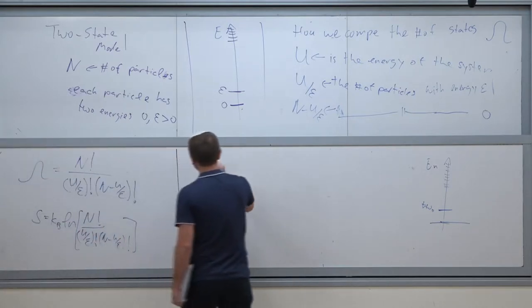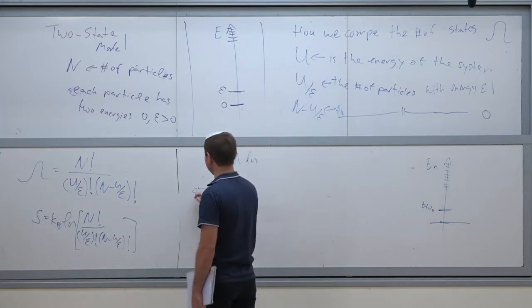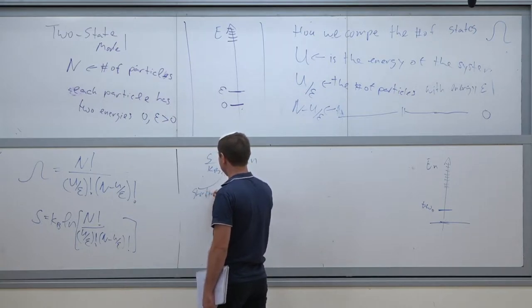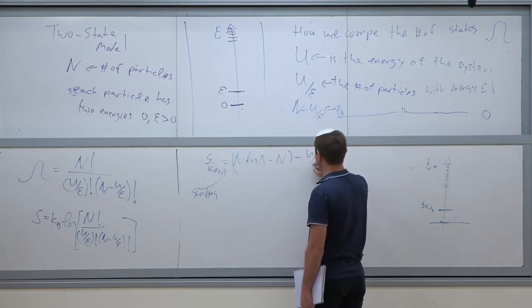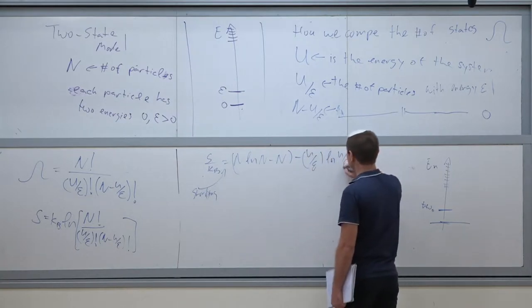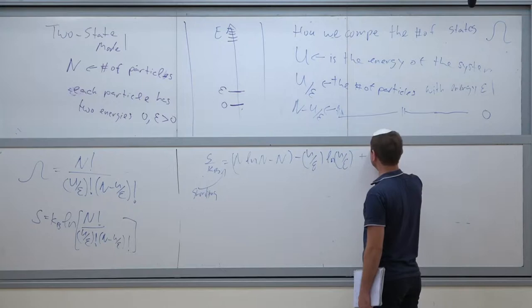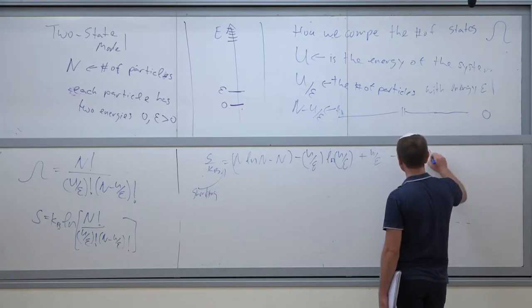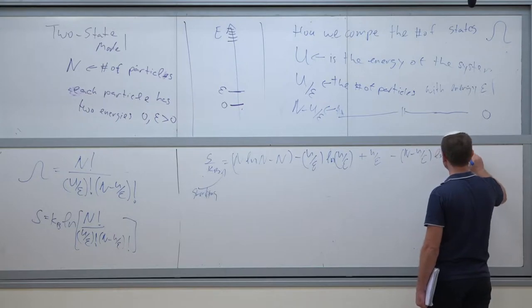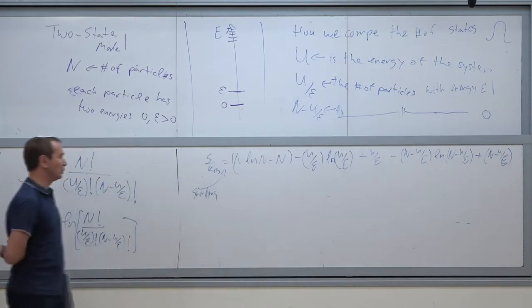Okay, so what is this logarithm? Let's write. S divided by k Boltzmann equals n log n, I use Stirling over here, n log n minus n, minus U divided by epsilon log U divided by epsilon. I will have over here plus U divided by epsilon. Right? I will have another minus (n minus U divided by epsilon) log of (n minus U divided by epsilon), and the plus of (n minus U divided by epsilon). Okay. So this is my entropy divided by k Boltzmann.